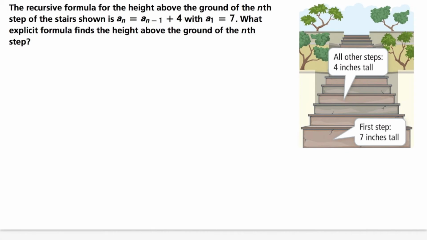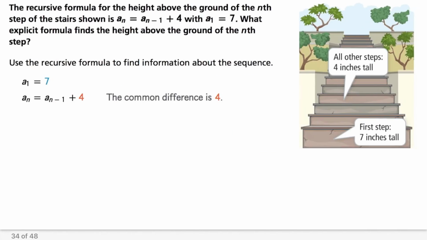In this next example, we're going to use the recursive formula to come up with what the explicit formula should be. So here we're told that the recursive formula is a sub n equals a sub n minus 1 plus 4, and the value of the first term is 7. So when we look at this, we can rewrite this information. We know the first step is going to be 7 inches tall.